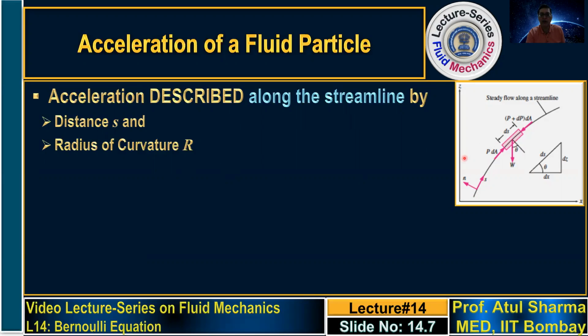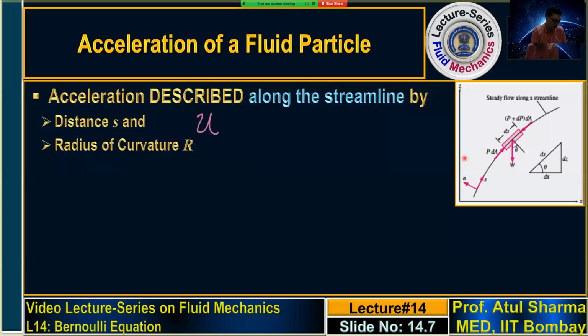Now, let's suppose you consider the velocity along this s direction as u. So u is the velocity in the s direction.